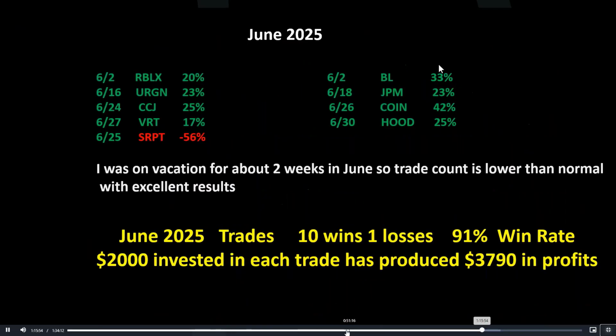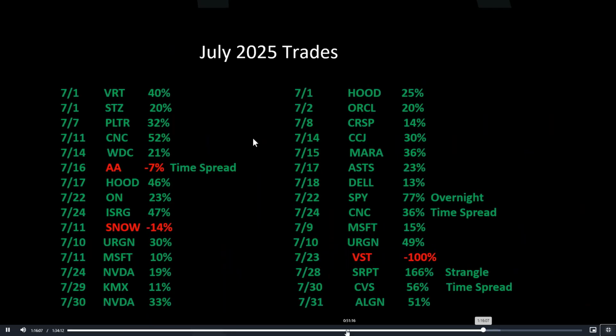Okay. Looking at this year, this is June of 2025. I was on vacation for a couple of weeks. The trade count's lower. 10 wins, 1 loss, 91% win rate, 37.90. July, lots of trades in July.